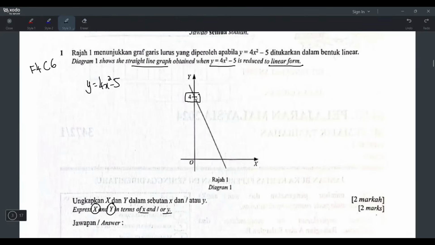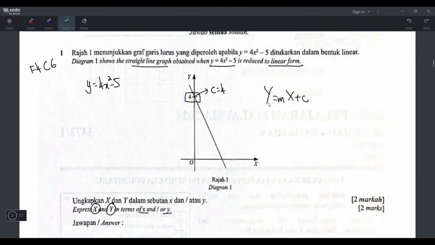It's the 4. Tell me, what is this 4? That is the y-intercept of this line, or in other words, the pintasan y. So this is actually the c. So c is equal to 4. Now tell me, in your equation, do you see 4? Yes, it's here, right? But you want the 4 to be c after you change to linear form. So your linear form looks like this.